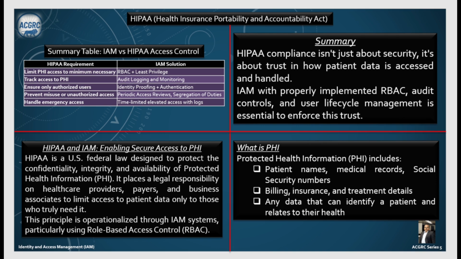So, HIPAA and IAM, how do you enable secure access to PHI? Well, HIPAA is a US federal law designed to protect the confidentiality, integrity, and availability of protected health information. It places a legal responsibility on healthcare providers, payers, and business associates to limit access to patient data only to those who truly need it. This principle is operationalized through IAM systems, particularly using RBAC. Now we understand the context of IAM and RBAC in HIPAA.